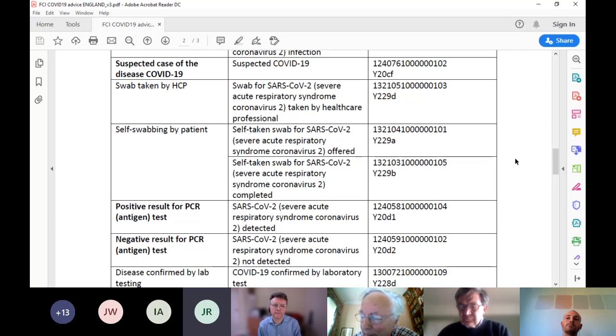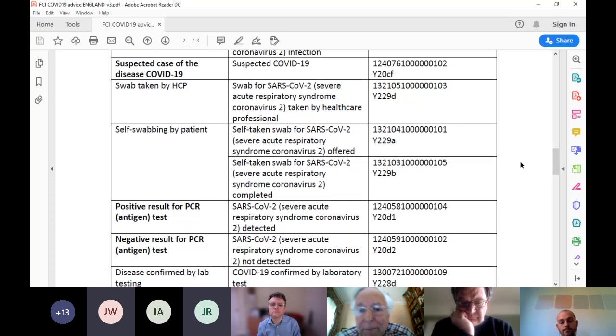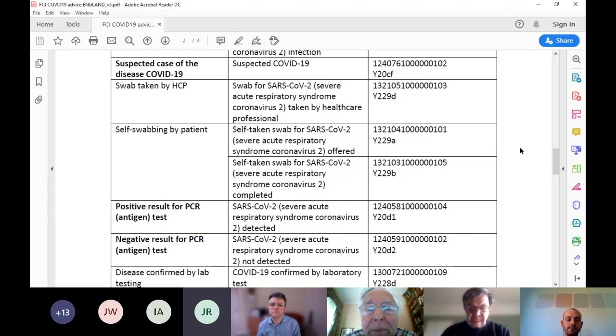So that will come on stream, and some aspects of the guidance on screen at the moment will probably therefore need to change. So we probably wouldn't expect people to record positive result for PCR antigen test, for example, but use one of these new codes we released yesterday to say positive result of test for the organism. I'm not telling you how it was done, I'm just telling you it was positive. So there are likely to be changes to this guidance over the next 4 or 5 weeks, I would imagine, to align with what came out yesterday.